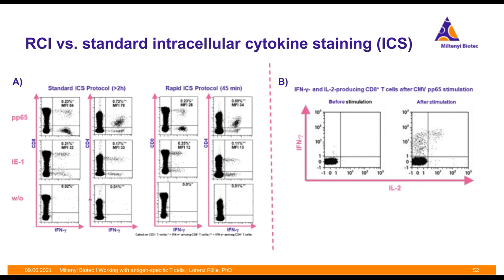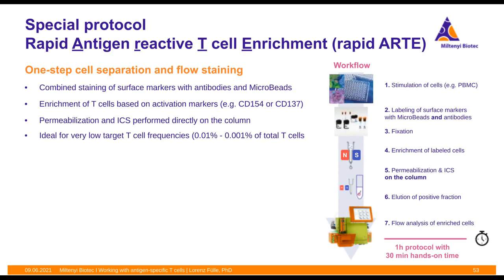So in the second example, human PBMCs were again incubated with the CMV PP65 peptivator for 6 hours. And then after 2 hours, we added Brefeldin A, and then we analyzed the cells. However, here we use the rapid cytokine inspector to analyze the expression of interferon gamma and interleukin-2 on these antigen-activated CD8 positive T cells. And as you can see here, we successfully detected both interferon gamma single positive cells, as well as interferon gamma and interleukin-2 double positive cells.